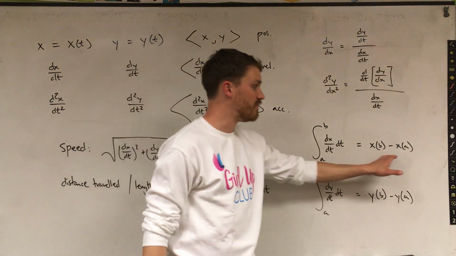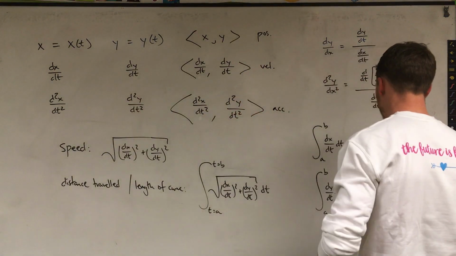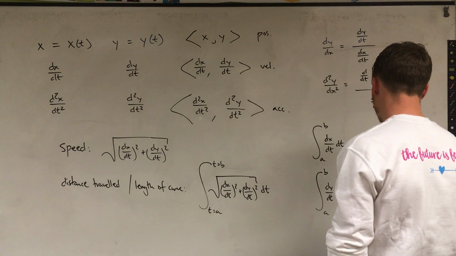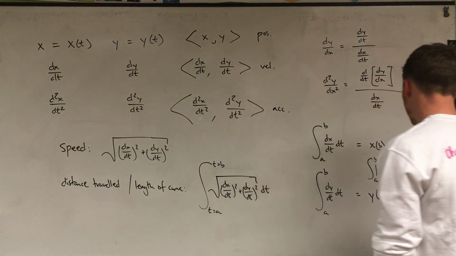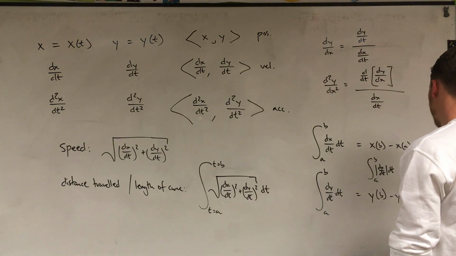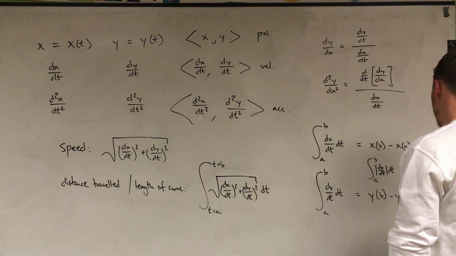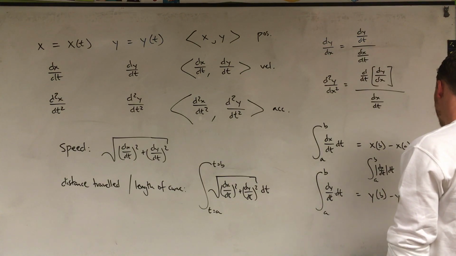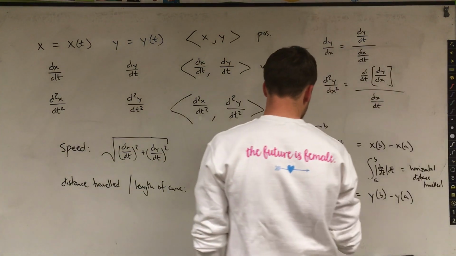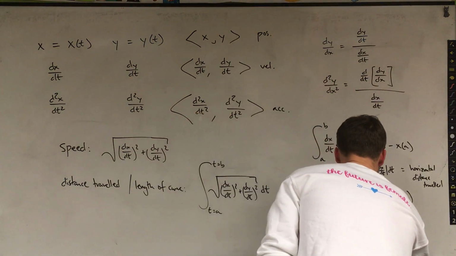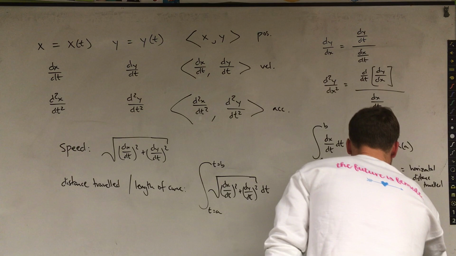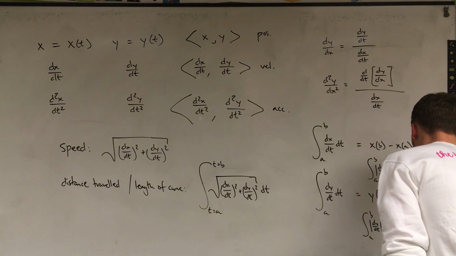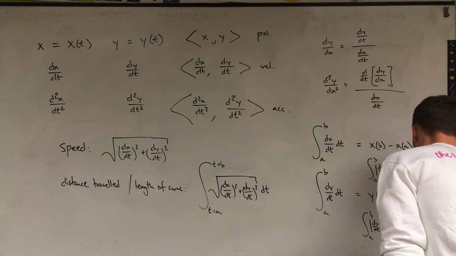If for some reason you wanted total horizontal distance traveled, I guess you could do the integral from a to b of the absolute value of dx/dt, dt, and this would give you horizontal distance traveled. And similarly, for vertical, you could do a to b of the absolute value of dy/dt, and get total vertical distance traveled. Hopefully that's not off the screen.